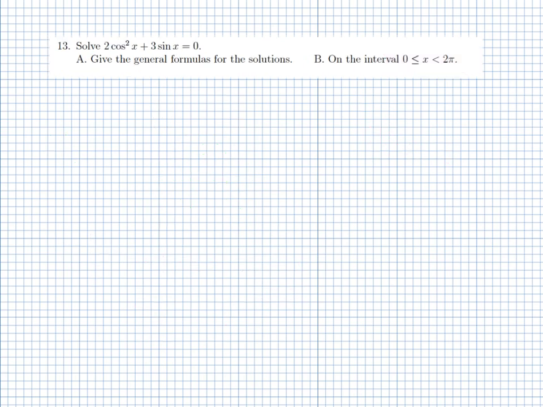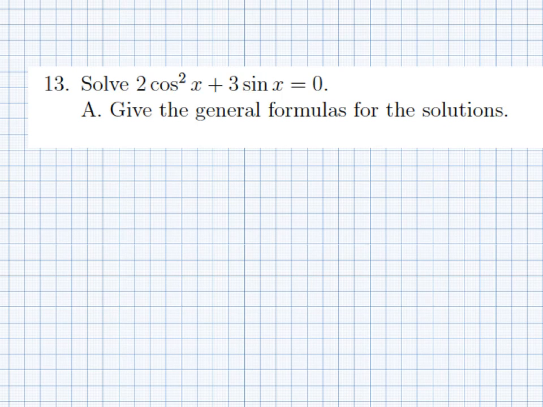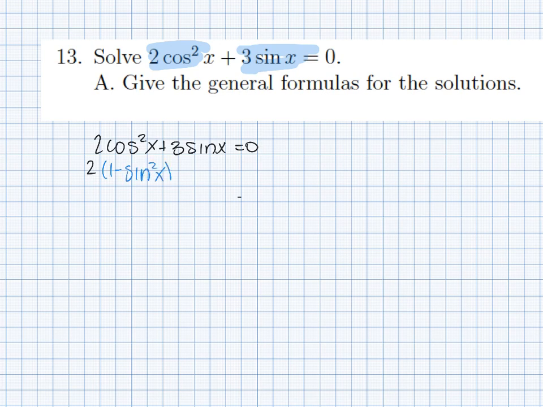We're now going to look at number 13 from the review. And what we're going to be solving is 2 cosine squared x plus 3 sine x equals 0. The important thing to note about this problem is that we're using both cosine and sine. That's going to be a problem when we try to factor. So we are going to change cosine squared into 1 minus sine squared x, plus 3 sine x equals 0.